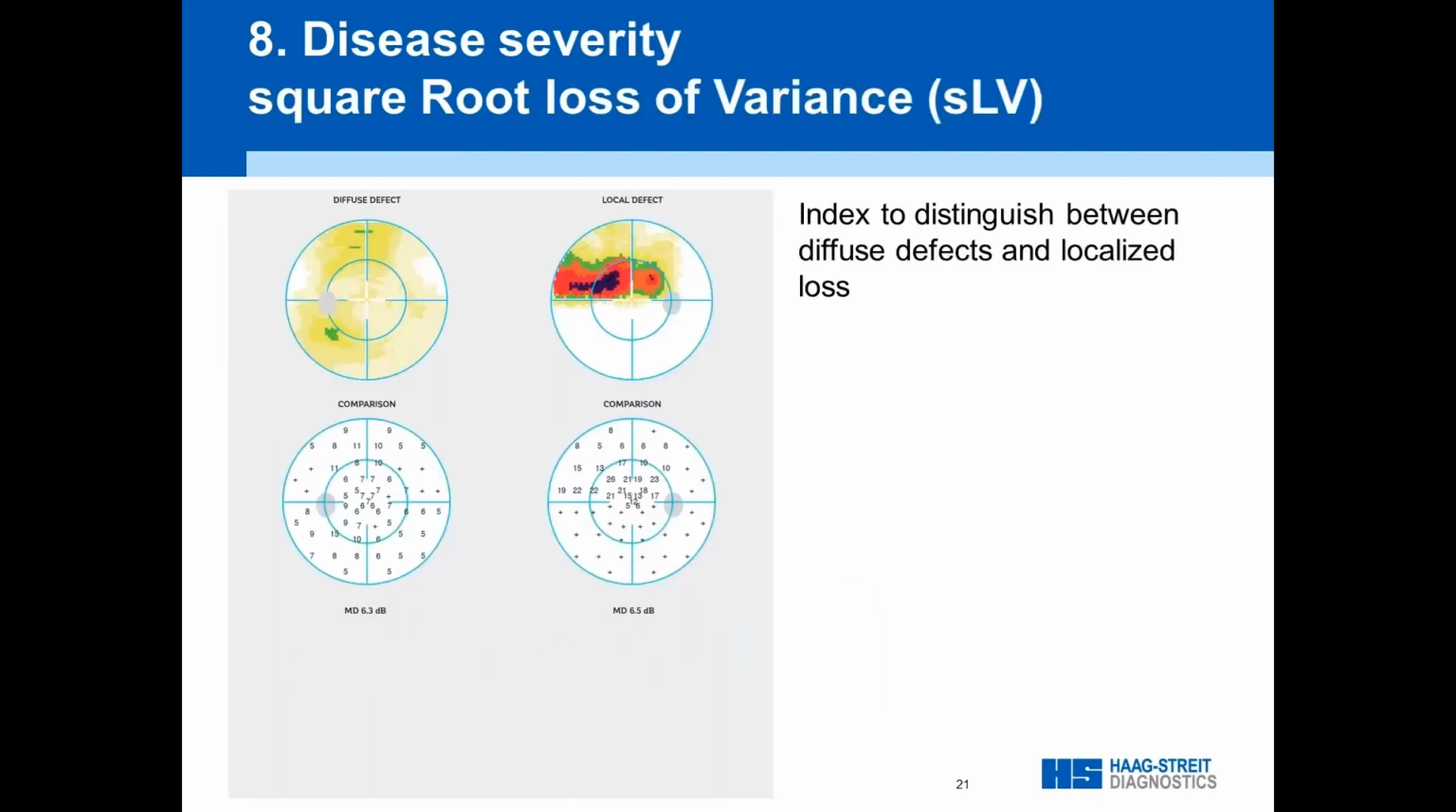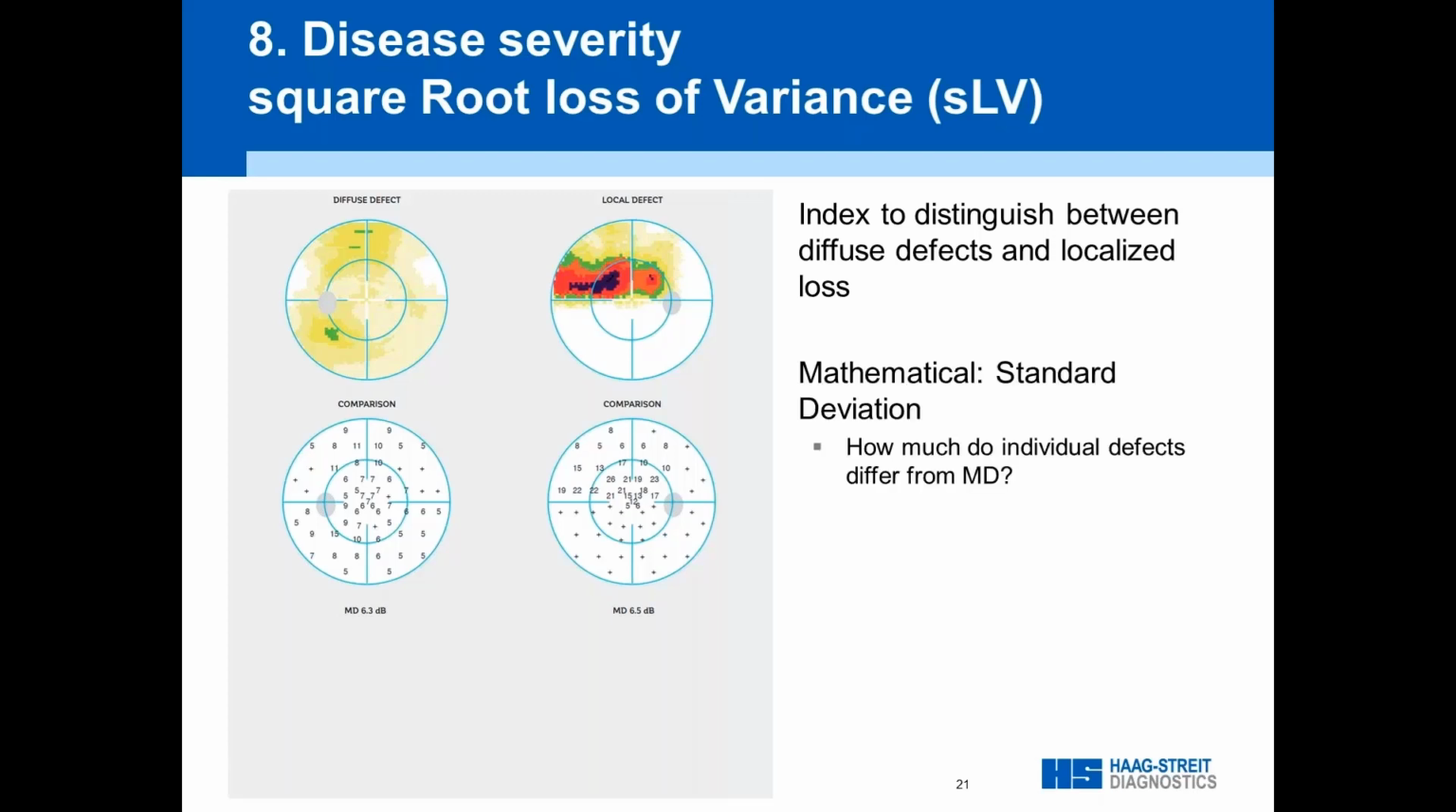And the last one, the square root of loss variance, the SLV, is also a helpful tool, more to characterize the field and distinguish between diffuse and localized loss, especially if you have to describe it to somebody. If you have a statistics degree, the SLV is really the standard deviation of the MD. If you don't have a statistics degree like myself, let's look at this a bit more graphically. It really answers the question, how much do individual defects differ from the MD?